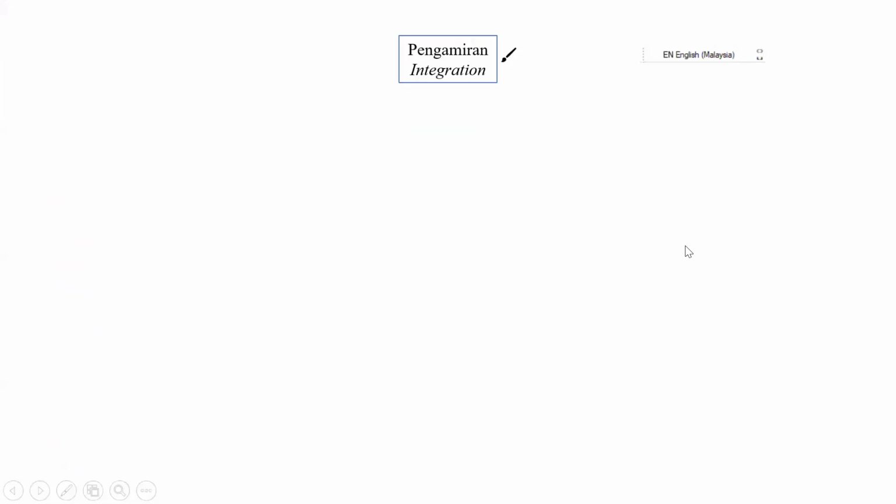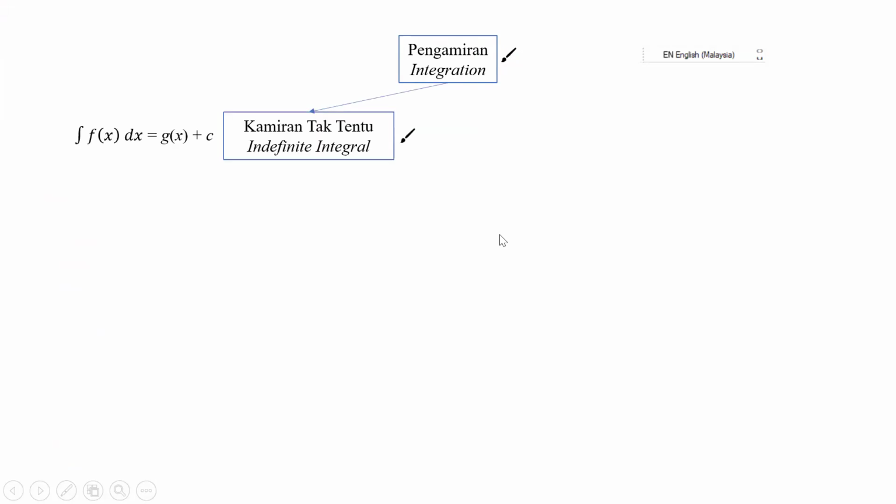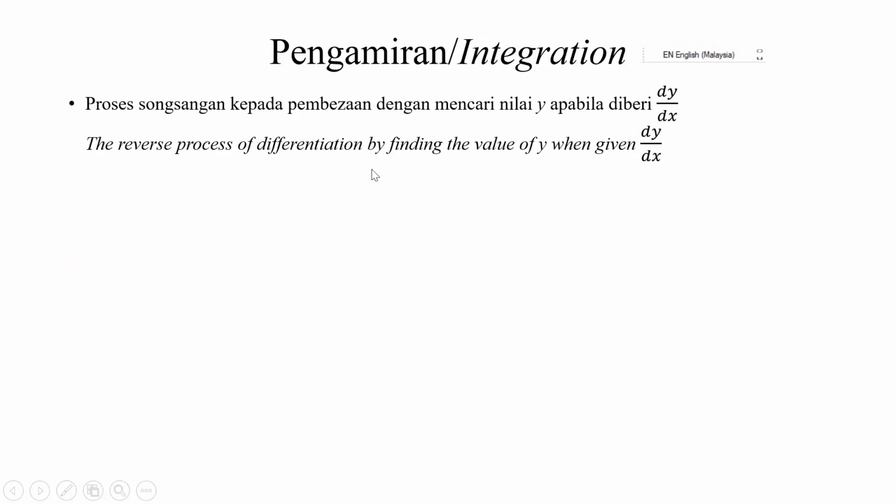Right. Now, so for integration, what is it about? Yeah, this is the overview. Let's just see the overview first. We have the indefinite integration and we have definite integration. We shall look at it in detail, yeah? So let's look at what is integration. Integration basically is the reverse process of differentiation.